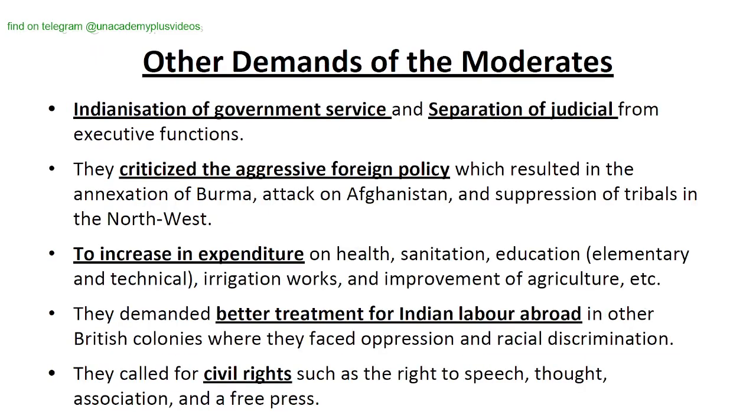Other demands of the moderates. Indianization of the government service and separation of the judicial from executive functions. They criticized the aggressive foreign policy which resulted in the annexation of Burma, attack on Afghanistan and suppression of the tribals in the northwest. They demanded increased expenditure on health, sanitation, education, elementary and technical, irrigation works and improvement of agriculture. They demanded better treatment for Indian labor abroad in other British colonies where they faced oppression and racial discrimination. They called for civil rights such as the right to speech, thought, association and a free press.